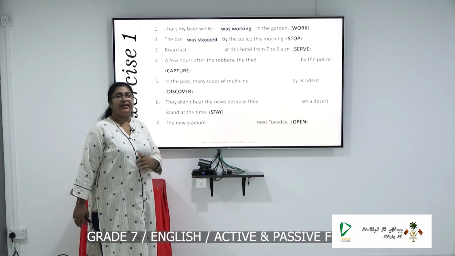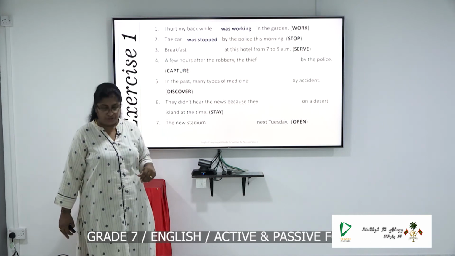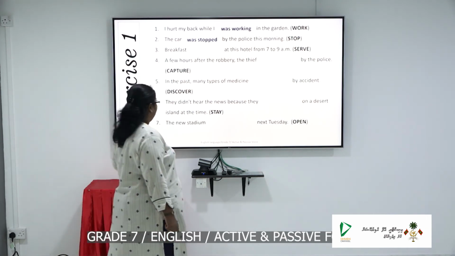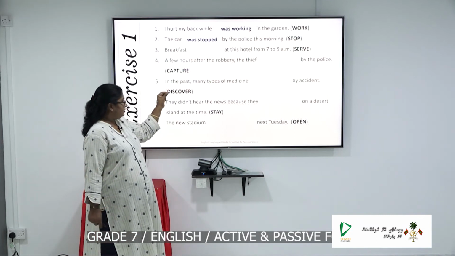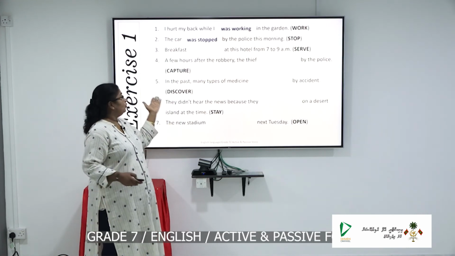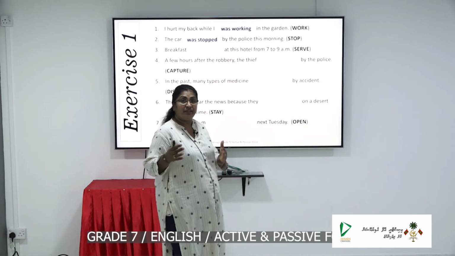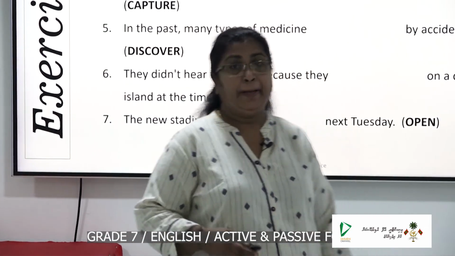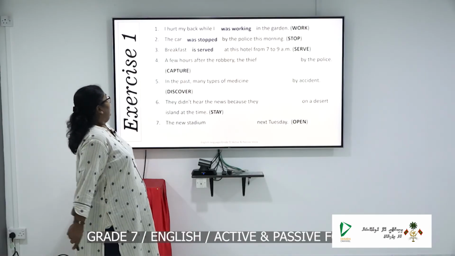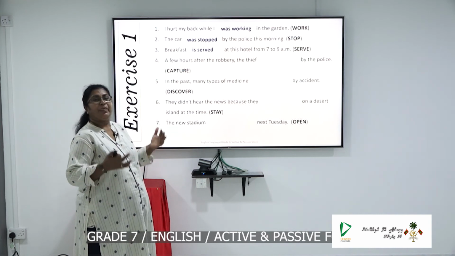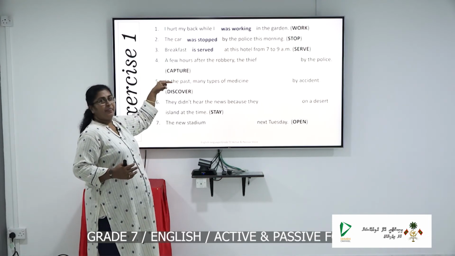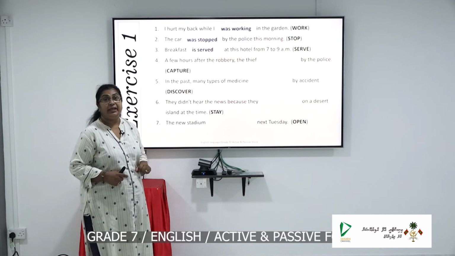Breakfast. Wow, I really had a good breakfast early in the morning. Make sure, it doesn't mean that you are on a holiday, to have a proper breakfast in the morning. Breakfast is served at this hotel from 7 to 9 a.m. The bracket word given is serve. Now something is given in this hotel. Breakfast is provided, right? So what type of tense are you going to use? Which form? Is served. Okay, that's a common thing. Breakfast is served at this hotel from 7 to 9 a.m.